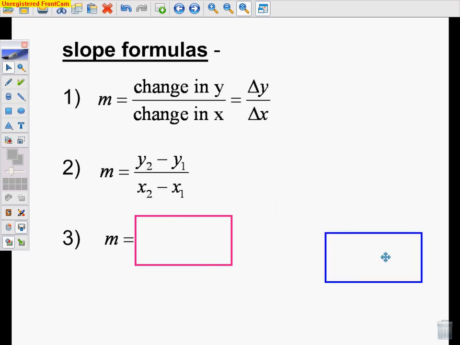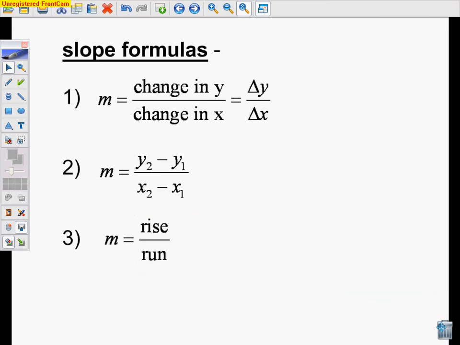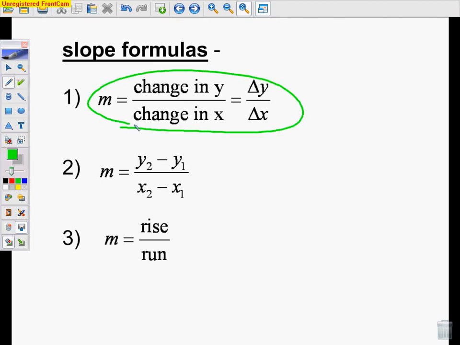Another formula, y2 minus y1 over x2 minus x1, is a formula for slope. And then we also use rise over run. Notice that this first formula, once again, we said that rate of change is the same thing as slope, and that's pretty much the same formula that we used before. We said the change in the dependent, and y is our dependent variable, over the change in the independent, and x is our independent variable.